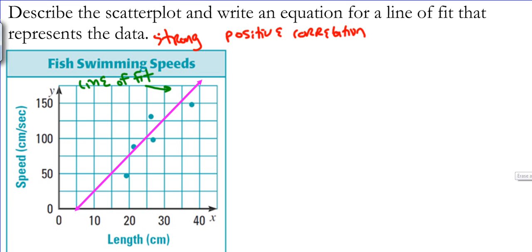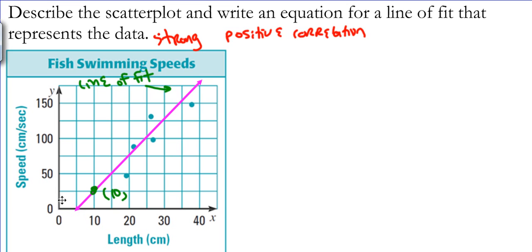Well, you need to find the slope. How do you find the slope? You need 2 points. So I'm going to find 2 points here, and you want to find 2 nice points. We're not looking for the data points. This guy's not on the line, so don't use him. Use 2 points that you can easily find the coordinates for, like this guy.